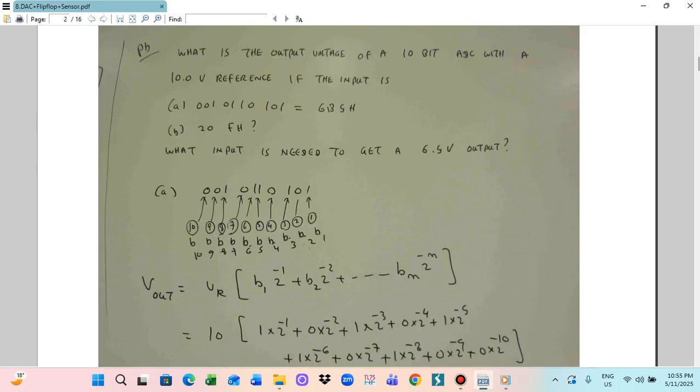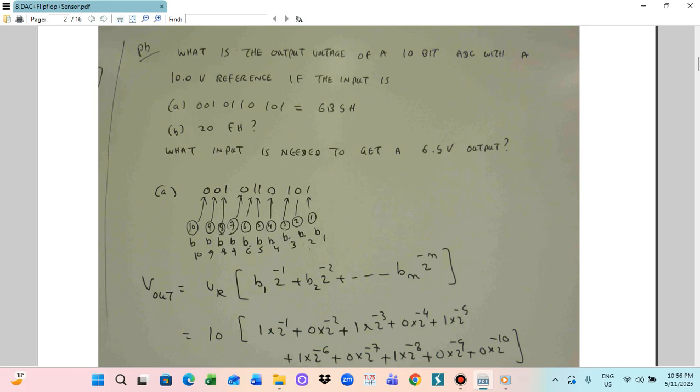So what is the problem? What is the output voltage of a 10 bit DAC, a digital to analog converter, with a 10 volt reference, if the input is 1011011010? So we have to find the analog output. In this case, we have to see how many input bits there are.